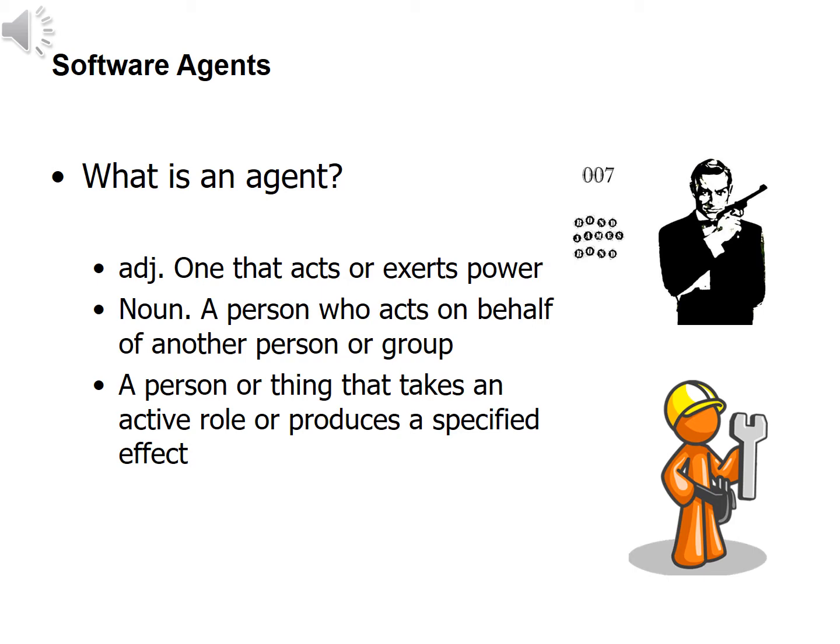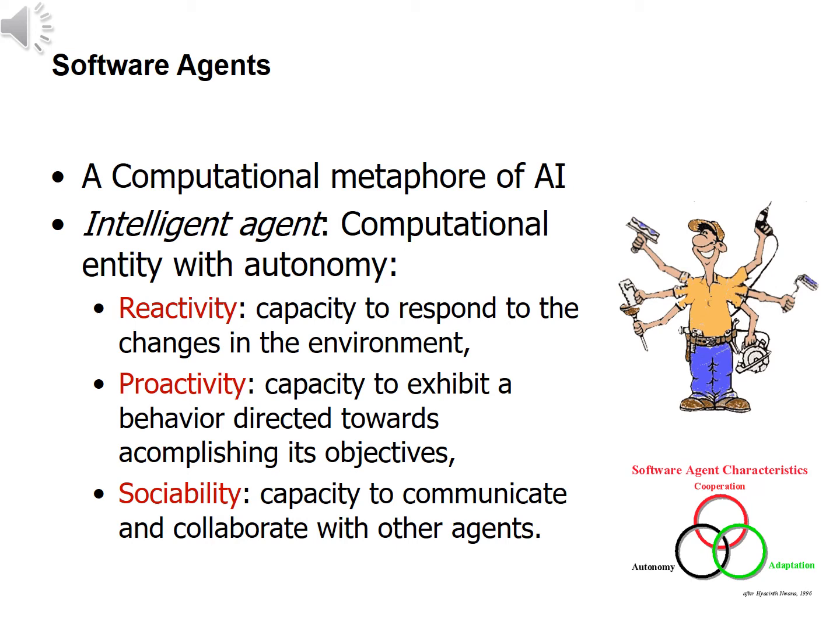Now, the definition of the word agent as an adjective might be one that acts or exerts power, or as a noun, a person who acts on behalf of another person or group, or a person or thing that takes an active role or produces a specified effect. Now we're going to use the concept of software agent as a computational metaphor of artificial intelligence. And in this concrete context, the intelligent agent will be a computational entity that has some degree of autonomy.